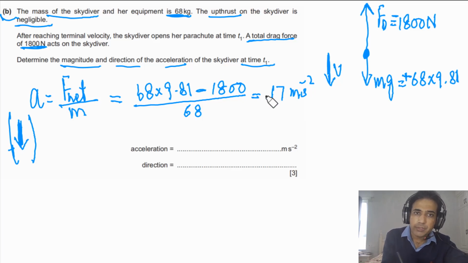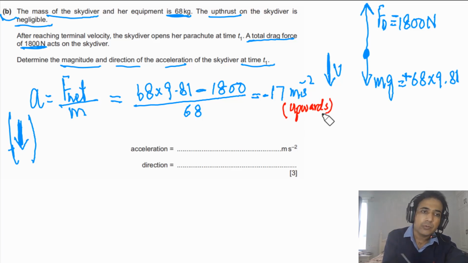As this quantity is bigger, our answer will be negative. So negative in this case simply is telling us that the direction is opposite to this direction. We have taken down as positive, it means the direction of this one is upward. This is a very important point you need to understand. Students often get confused with negative and positive. So we have taken down as positive, our answer is negative, it means the direction is opposite, meaning upward.